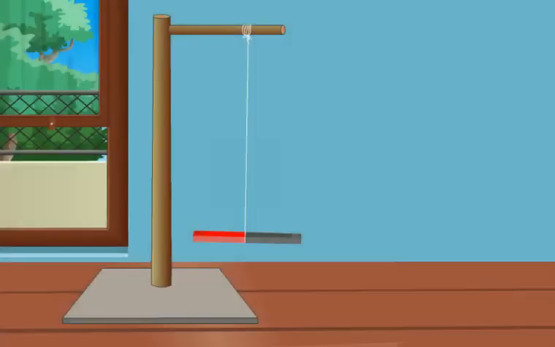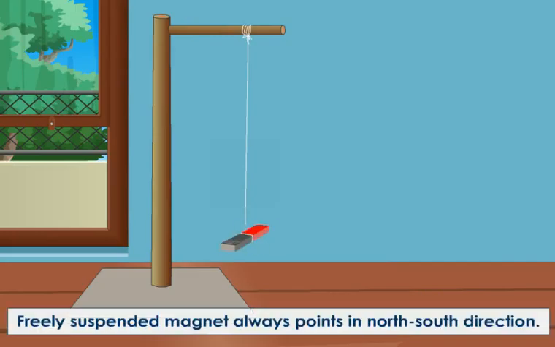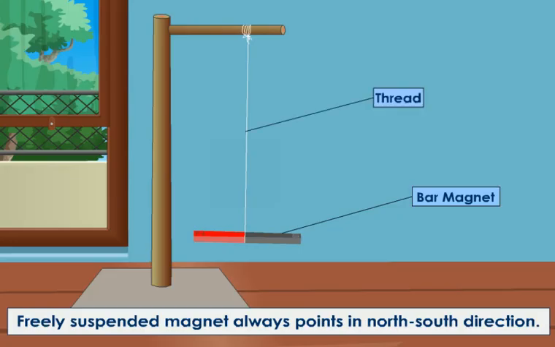Now, let us move on to the third property of a magnet. Students, a freely suspended magnet always points in north-south direction. When a bar magnet is suspended freely and horizontally from a thin thread, the magnet will come to rest, pointing to the Earth's north and south directions.